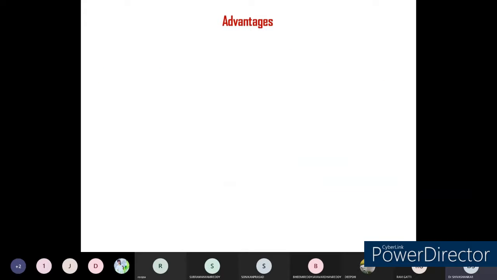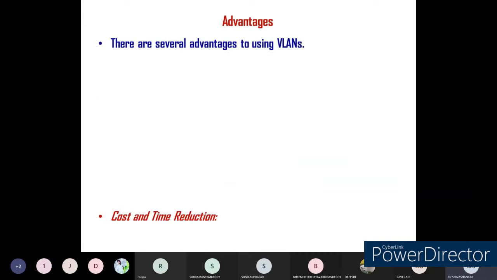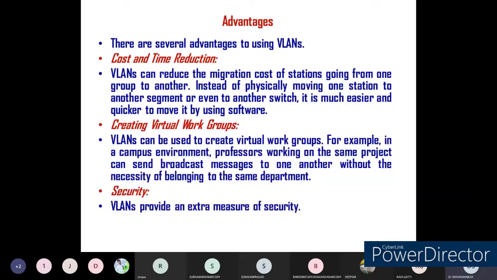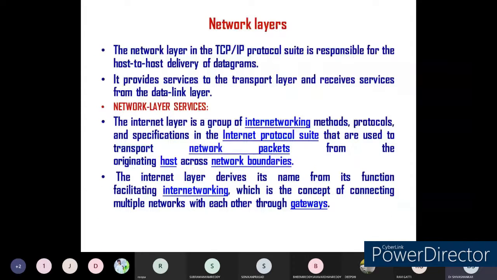And what are the advantages of virtual area network? So cost reduction, creating virtual work groups, and security. These are the important concepts in the virtual area network. So if we get the questions, what is virtual area network? Describe it. And what are the advantages of virtual area network for 6 months or 8 months? You should know it. Now, let us discuss what is network layers.